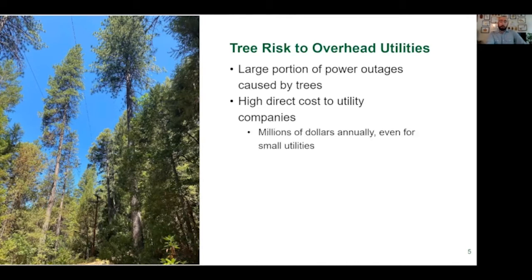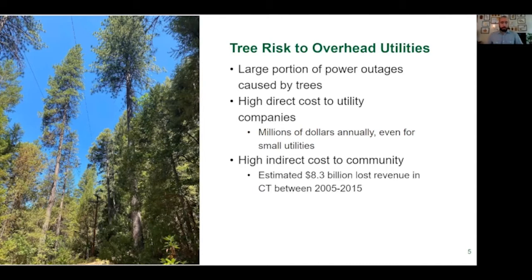Typically, utilities will spend millions of dollars annually, even small rural companies. And these outages also present a high indirect cost to the community, the customers that utilities serve. There was a really interesting study done a couple of years ago estimating $8.3 billion of lost revenue in a 10-year period in the state of Connecticut due to tree-caused outages alone. Between 2005 and 2015, so this was before we were doing everything online, I suspect that cost has gone up dramatically in the last couple of years. It could be an interesting future study.